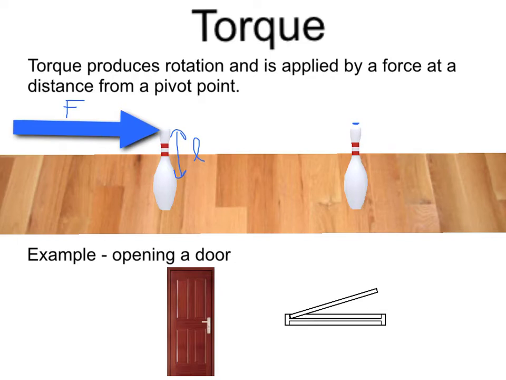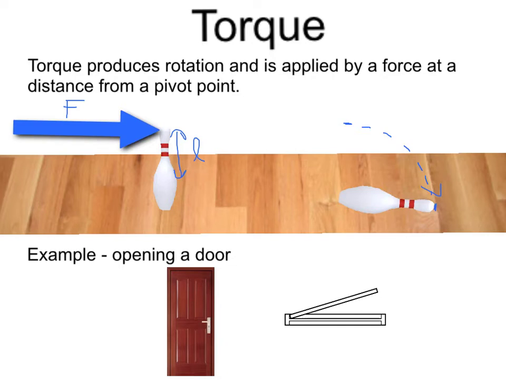But how exactly does it fall over? Let's observe this bowling pin here on the right, falling over. So notice the bowling pin started here as it was upright, and then it fell over. Well, the bowling pin actually rotated as it fell over. This rotation is due to a torque.